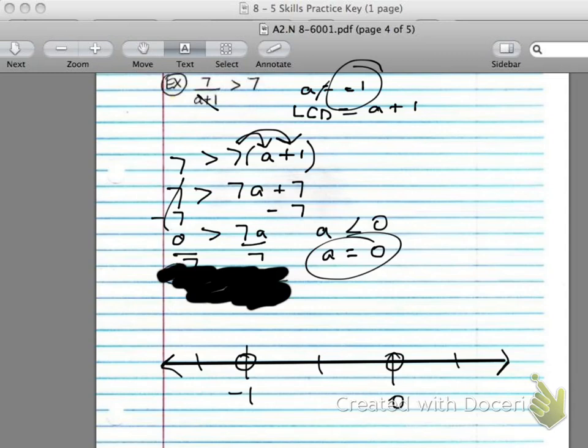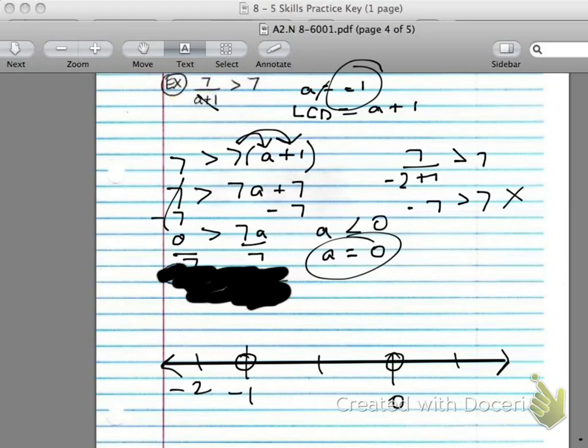There's a good number, let's say -2 right here. I'm going to use -2 and test that region. The way I test the region is I'm going to plug it in. So 7 over -2, what's happening here? 7 over -2 plus 1, is that greater than 7? Well, 7 over -2 plus 1 is -7. Is that greater than 7? No, that doesn't work. So that's false. If it's false, it's not part of your solution.